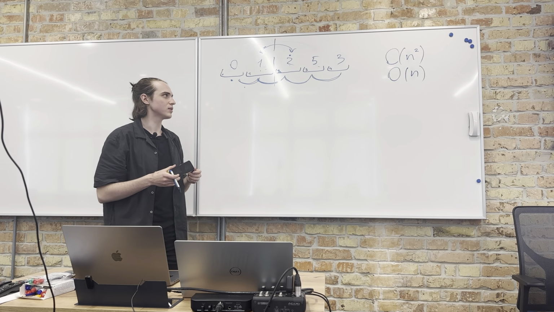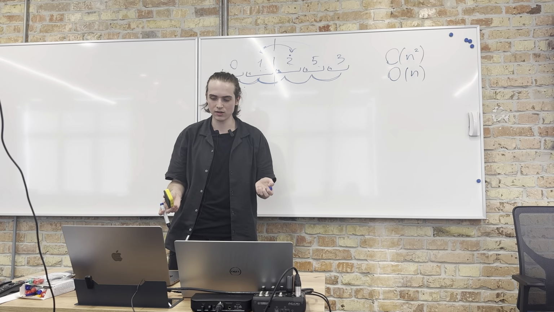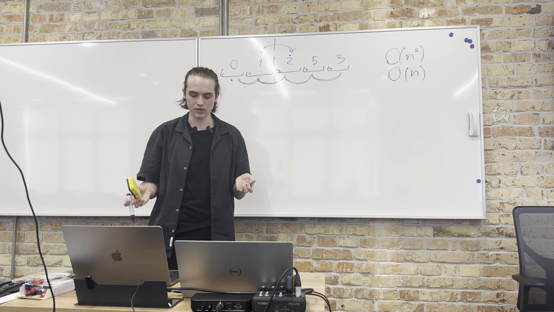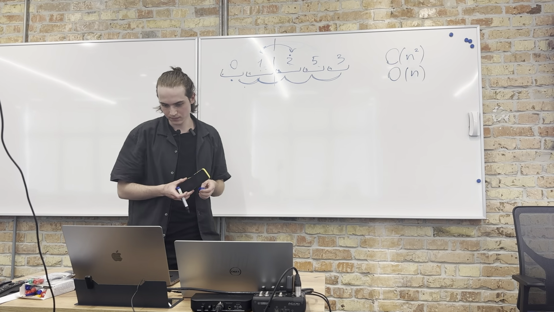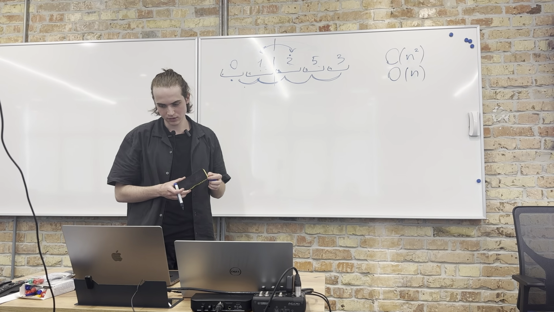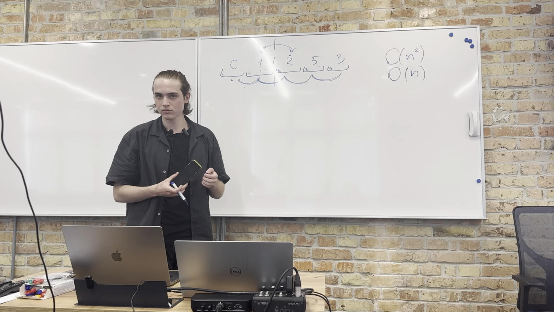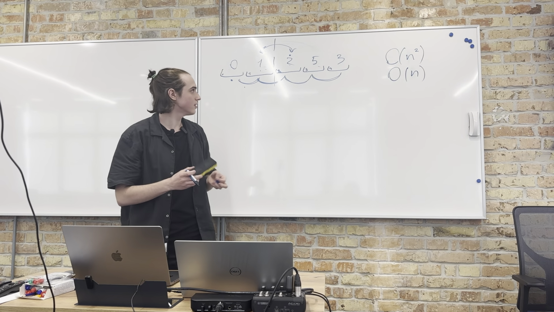Okay, but what's the best time complexity in the best scenario? The best scenario is when our list is already sorted, right? O of n. Maybe, because if it's already sorted, you have to iterate over each element once, so n is the length of the array.